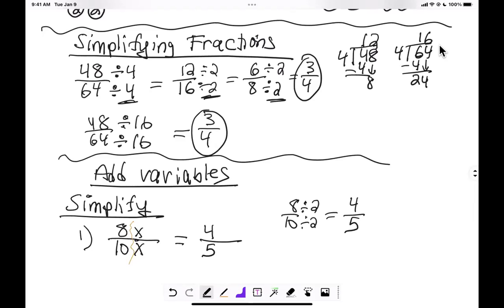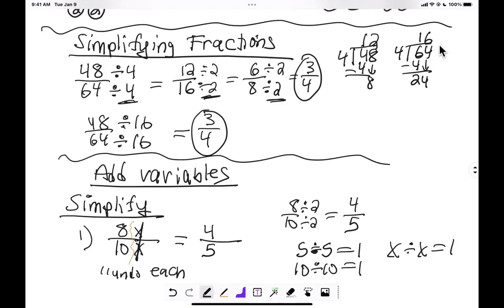Now, what is x divided by x? Well, just like any number, what is 5 divided by 5? 1. What is 10 divided by 10? 1. So what is x divided by x? It's just 1. So basically, we don't need them anymore. It becomes 1, because what is 4/5 times 1? Nothing, 4/5. So they, what I call, undo each other. Which means we don't need them anymore. The x's are gone. They undid each other. They took each other out. My answer is just 4/5.